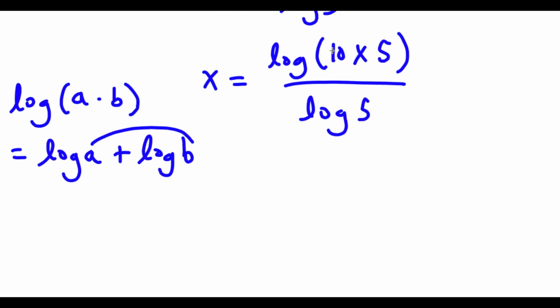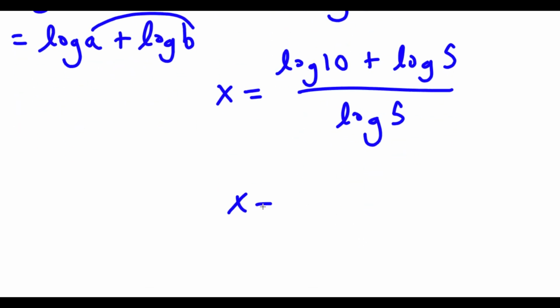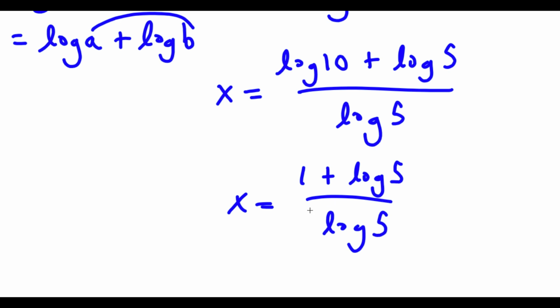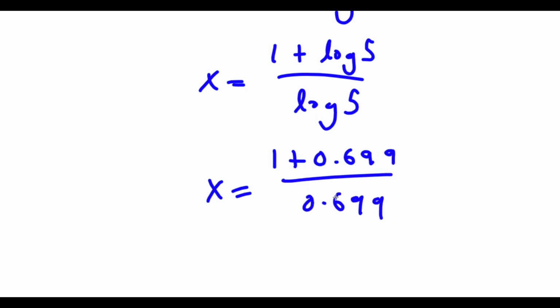So in the case of log 10 times 5, that's going to equal log 10 plus log 5. Log 10 is actually equal to 1. So now I have 1 plus log 5 over log 5. Now log 5 is actually equal to 0.699. So now I have x is equal to 1 plus 0.699 over 0.699.